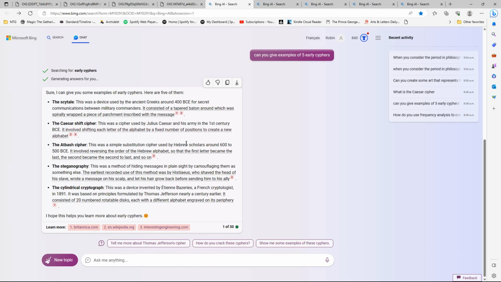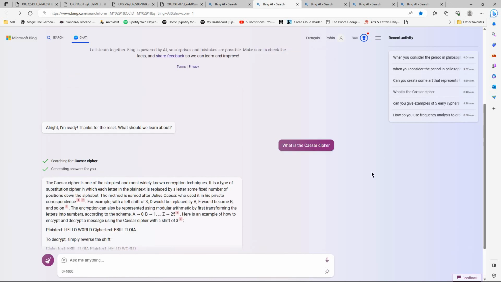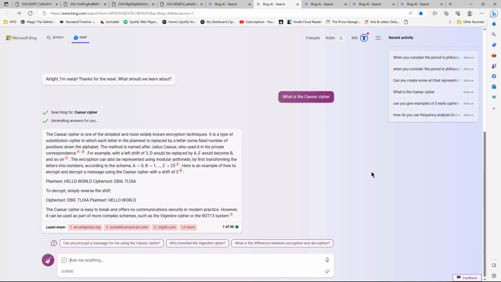And one that always seems to come up is the Caesar cipher. So what is the Caesar cipher? It's one of the simplest and most widely used techniques. And all it is, it's a type of substitution cipher in which each letter in plain text is replaced by a letter some fixed number of positions down the alphabet.